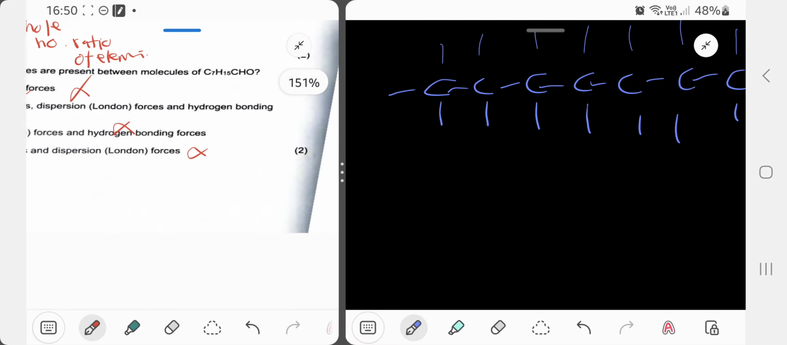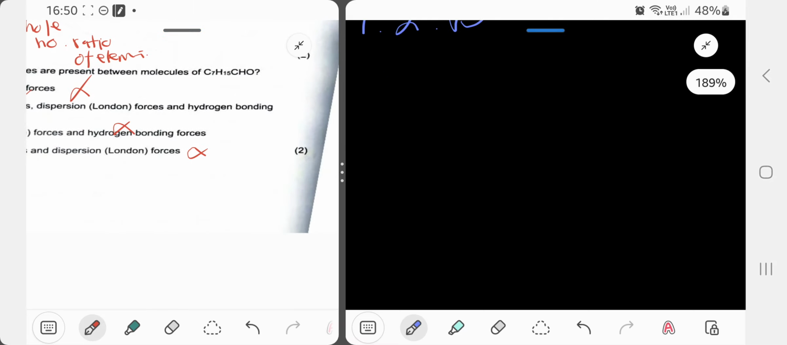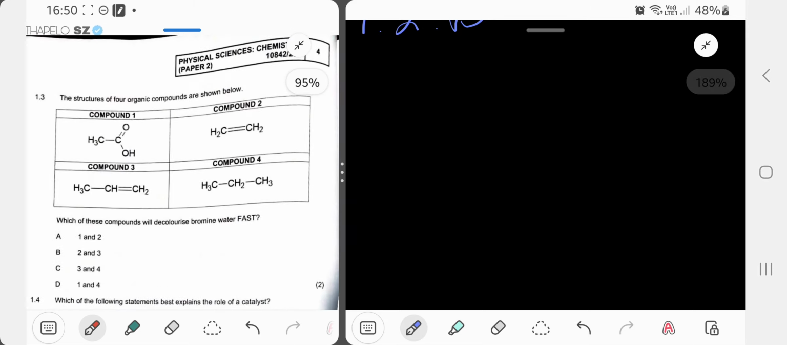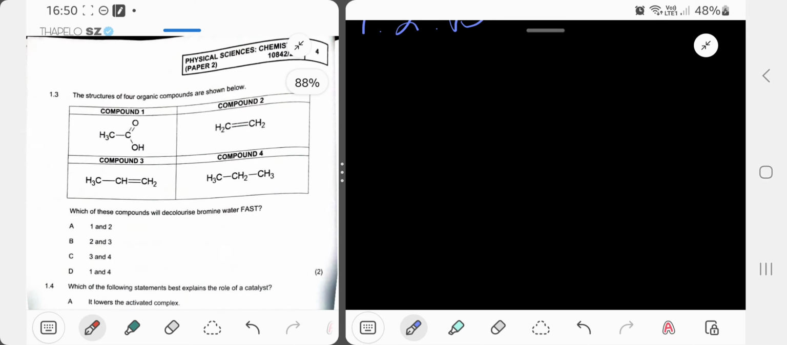1.2. Let's choose B. Okay, let's see. And then let's talk about 1.3. It says the structures of 4 organic compounds are shown below. Then it says which compounds will decolorize bromine water. So bromine water, so Br water.